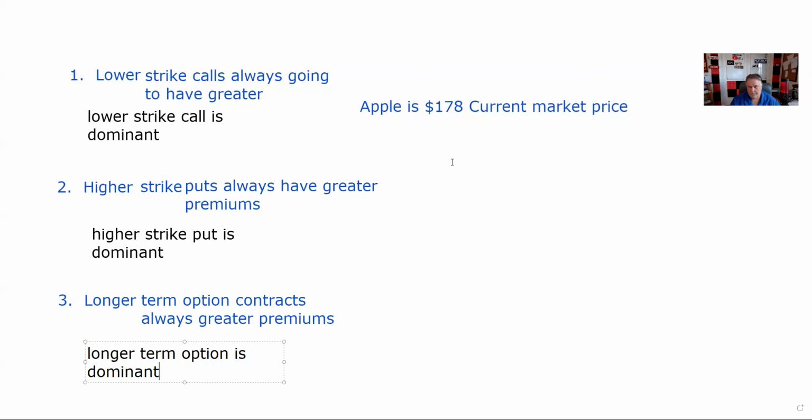So let's put one up here, and let's say it's an Apple December 175 call. And let's say that is the one that we are selling. So let's put sell. And now we're going to buy an Apple.